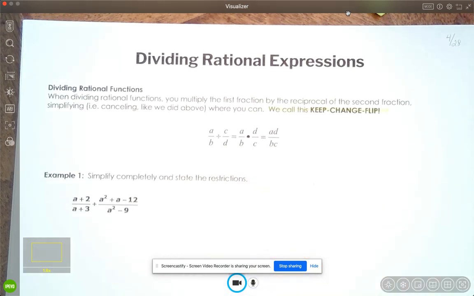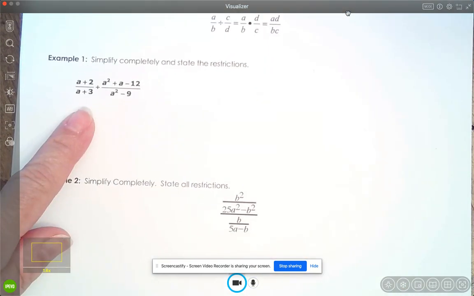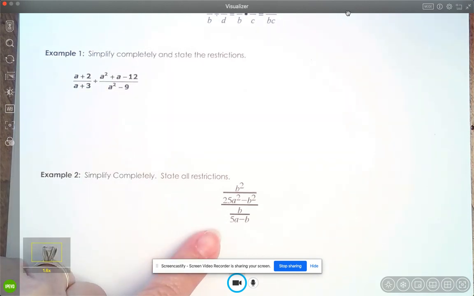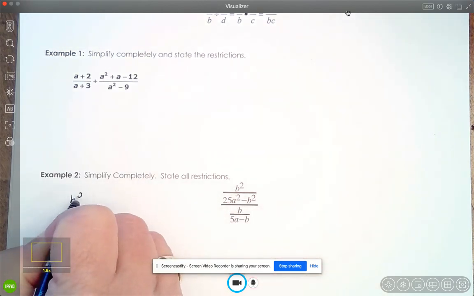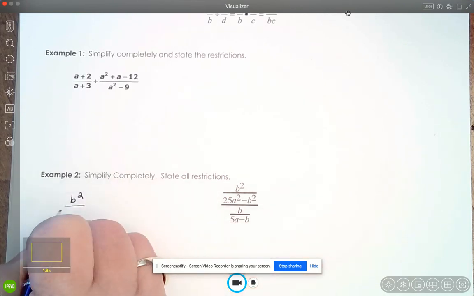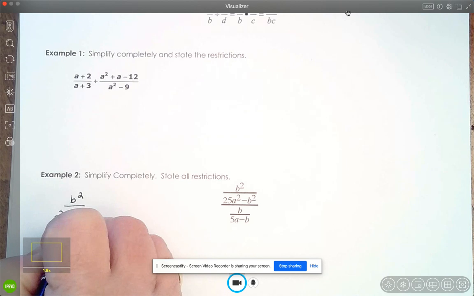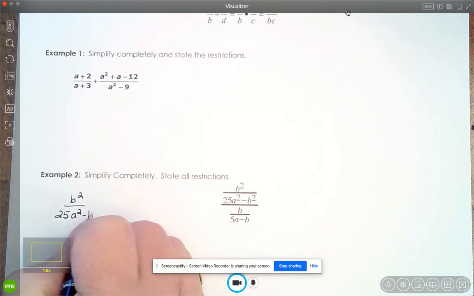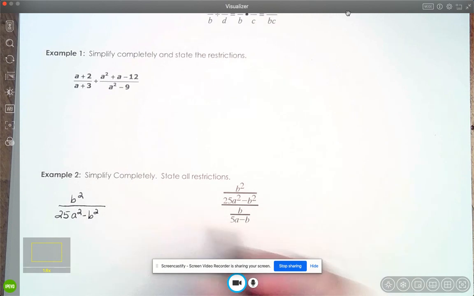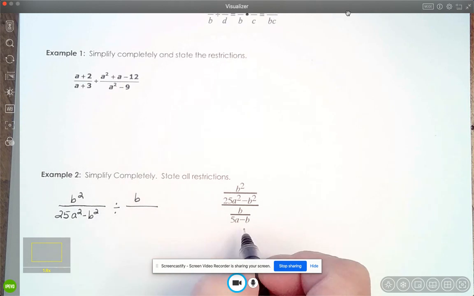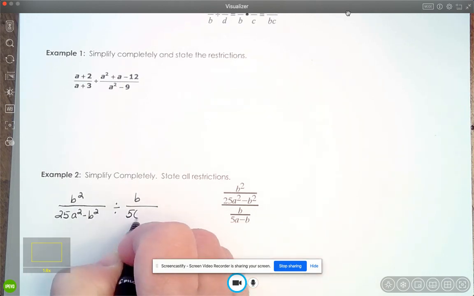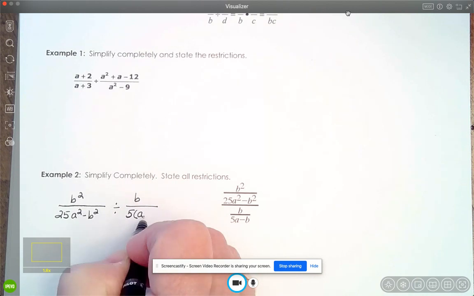Okay, so you can see this one. I think you can do this one. I'm going to look at this one down here. This one looks awful scary, but it's not. So down here in example 2, I'm going to rewrite it, b squared over 25a squared minus b squared. And it is divided by b over 5 times the quantity 5a minus b.